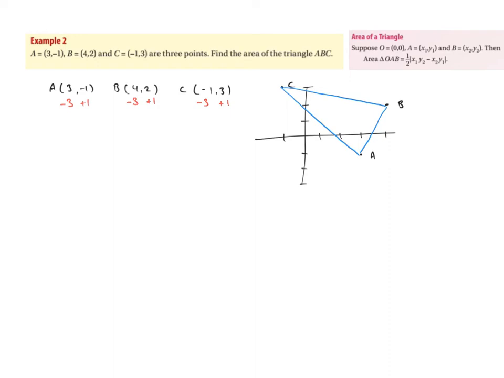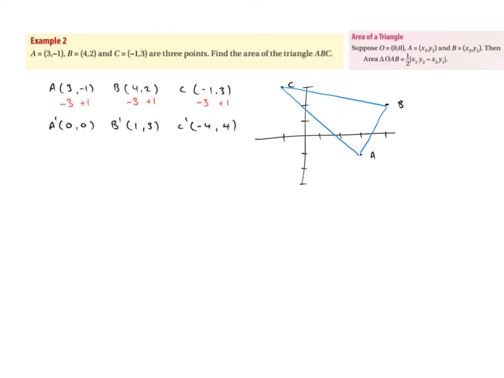So let's work this out. My new A is going to be 0, 0. I'm going to put a dash, because if you see a dash on something, it means the image. My new image of B is 4 minus 3, which is 1, and 2 plus 1, which is 3. My new C is going to be minus 1 minus 3, which is minus 4, and then 3 plus 1, which is 4. I am now in the correct form to put all of the numbers into the formula that we have on the right hand side here.